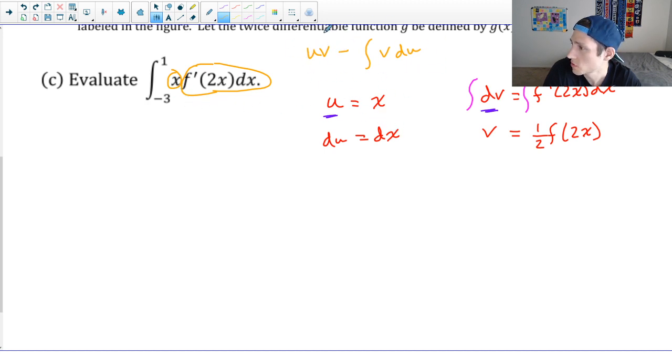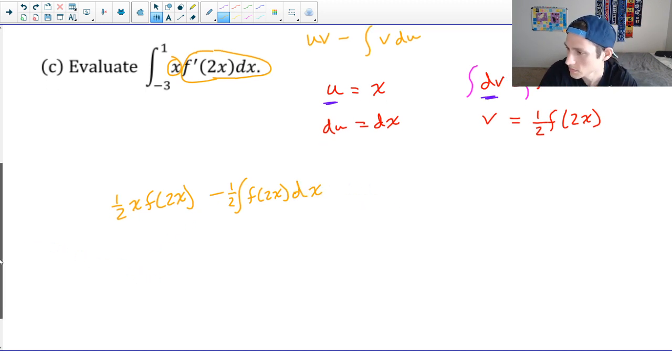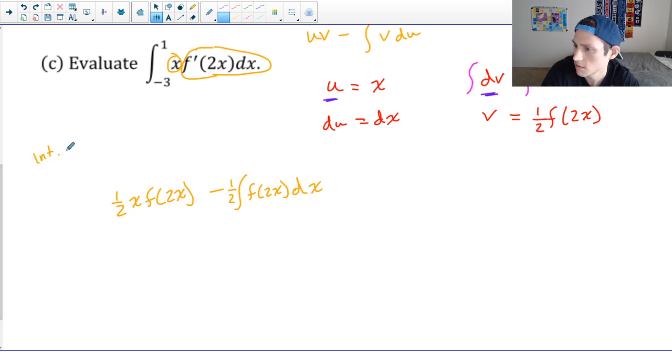All right, so let's use this formula now. u times v, so x times 1/2 f of 2x. I did put the 1/2 in front of the x instead of x times 1/2, whatever. Minus the integral of v, so v is this thing. I'm going to go ahead and pull this 1/2 in front, though. Times du. Well, du is the same thing as dx, so dx. And again, we're doing integration by parts.